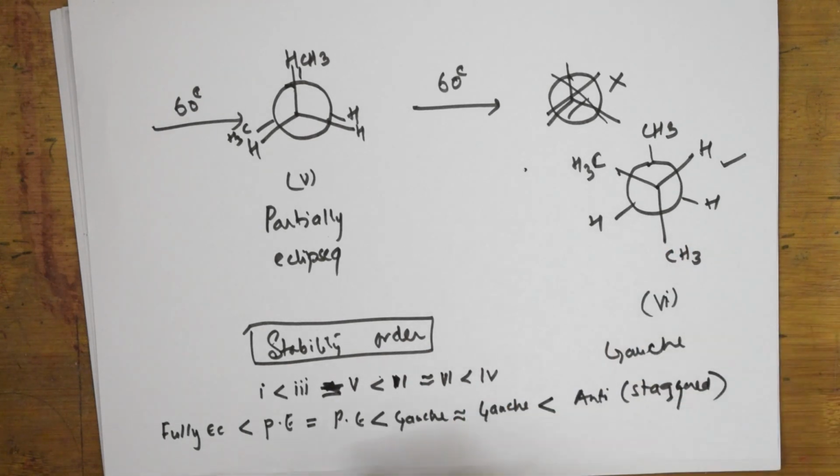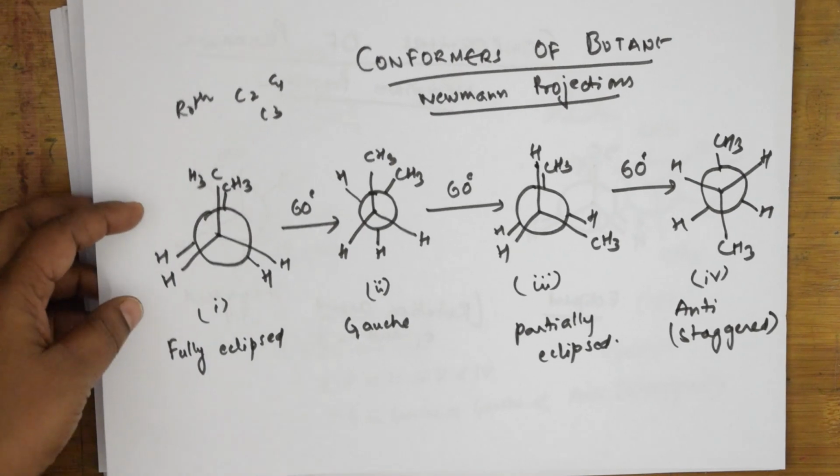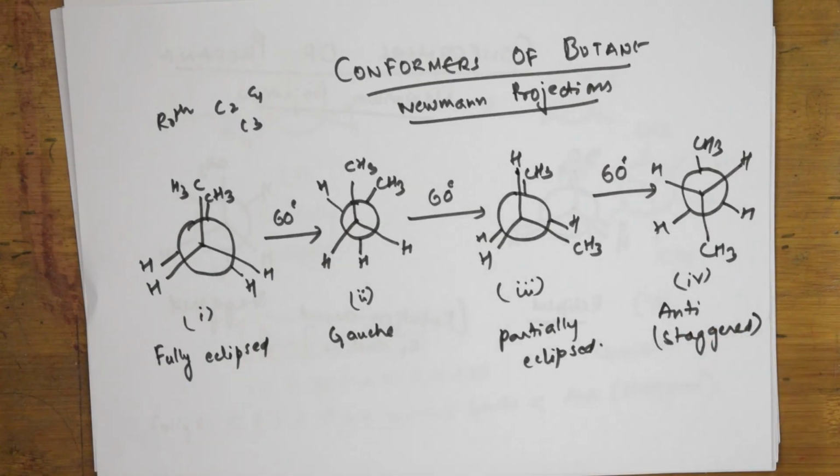Hope, students, it is clear. Staggered is equally spaced. In fully eclipsed, there's a lot of torsional strain. That is why it is less stable. So these are the conformations of butane.